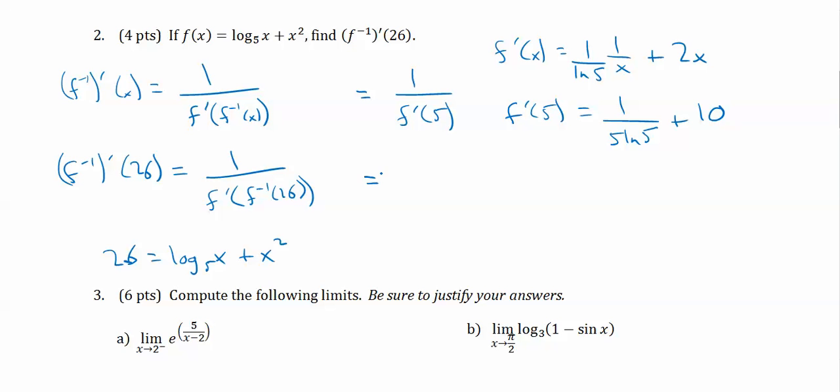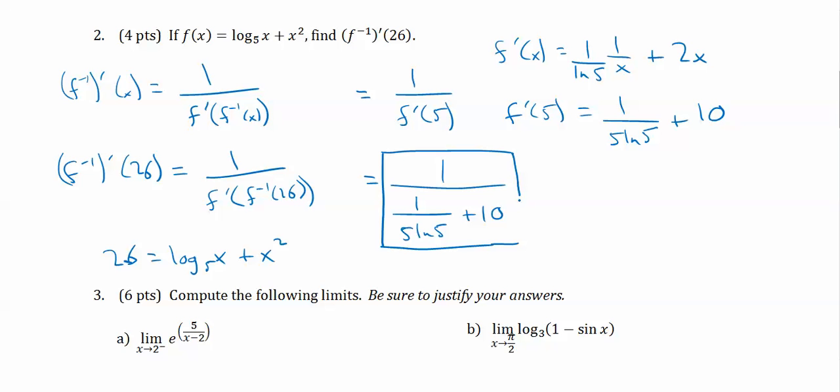And coming back to our overall thing we're trying to compute here, we just wanted the reciprocal of that, right? So 1 over 5 ln 5 plus 10 is our answer. And of course you could add the fractions downstairs and then take the reciprocal, but I won't require that for full credit. Okay.